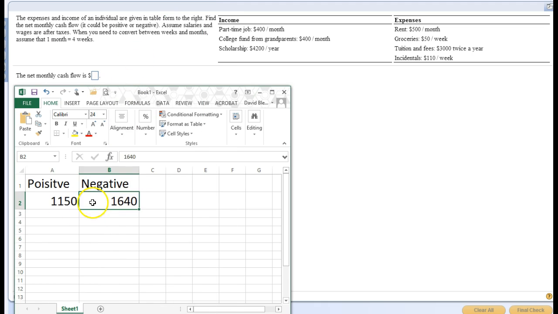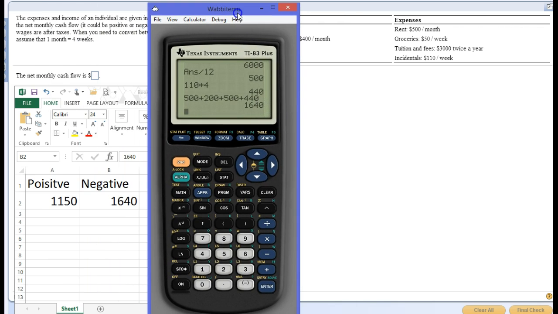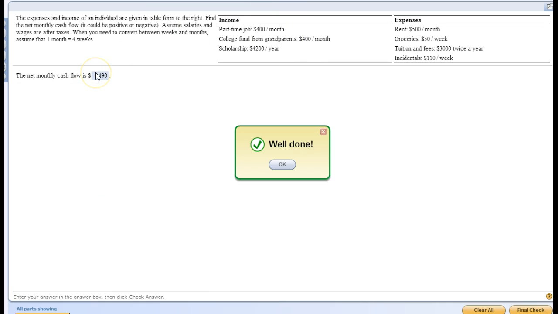Alright, and then we're just going to subtract this. We're going to subtract the positive minus the negative. Alright, so we have a negative $490 a month cash flow. Alright, so make sure that you get everything in terms of months if you're being asked to do monthly cash flow.